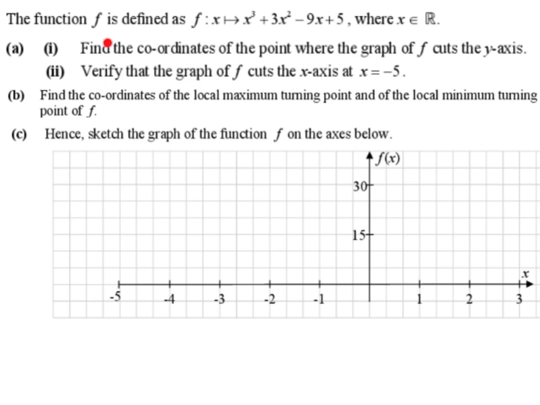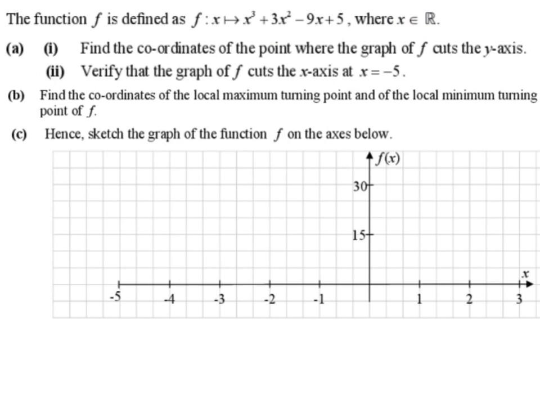The function f is defined as f of x equals x cubed plus 3x squared minus 9x plus 5, where x is an element of the real number set. Part A, find the coordinates of the point where the graph of f cuts the y-axis. So where does this function cut the y-axis? Verify that the graph of f cuts the x-axis at x equals minus 5.